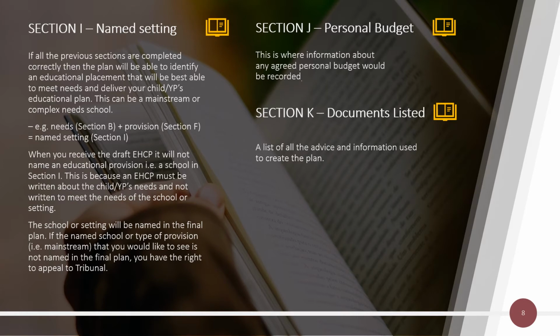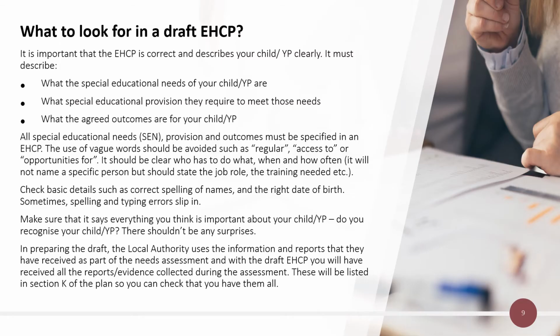Section J. Personal budget. This is where information about any agreed personal budget would be recorded. Section K. Documents listed. A list of all the advice and information used to create the plan. What to look for in a draft EHCP.